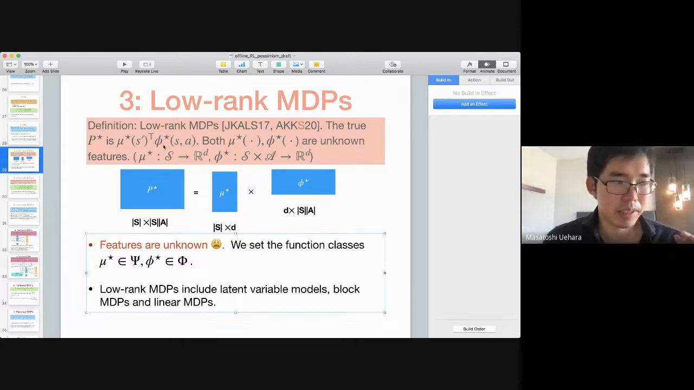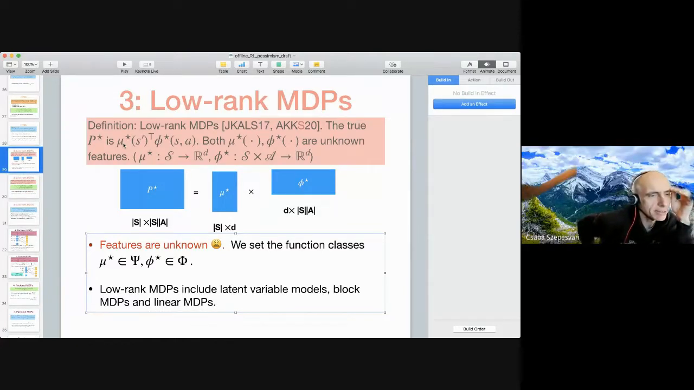In his models, phi star is known, so that's fine. But for mu star, I don't know how to write down the constraint very clearly. Let's keep it simple. Let's say the state space is just finite, right? You prove this result for the case when the number of models is finite.